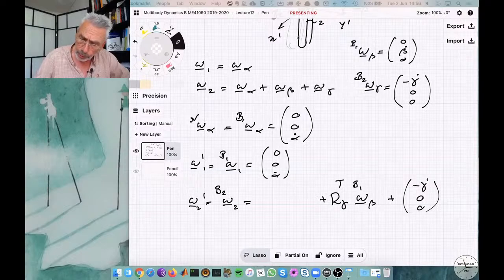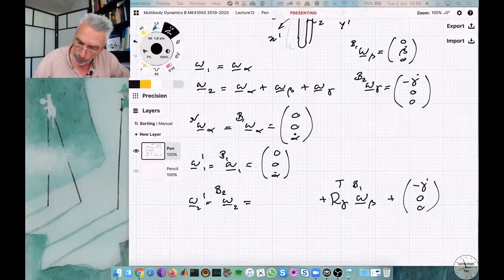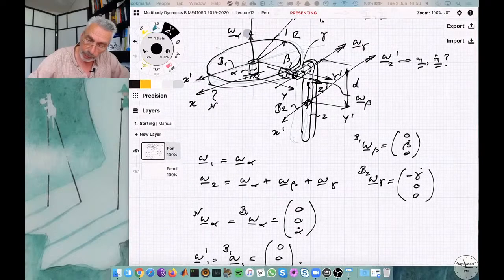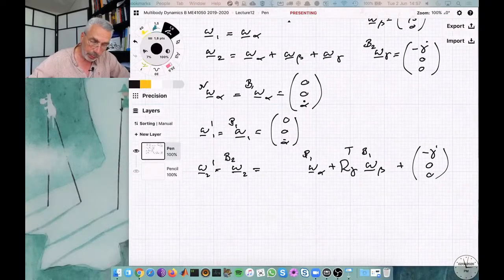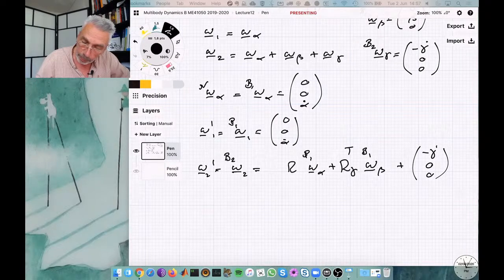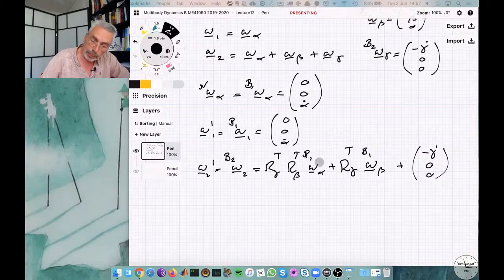And then finally I need the alpha. Now, what do I know about the alpha? I know the omega alpha in the B1 frame. So then I have to go back and look at the picture. I know this one, and then I have to go back through these two hinges to this frame. So, well, the alpha doesn't matter, but the beta and the gamma do. And since I have to go back, I need that reverse order. So R beta transpose R gamma transpose. And that brings my omega alpha back to my body 2 frame.